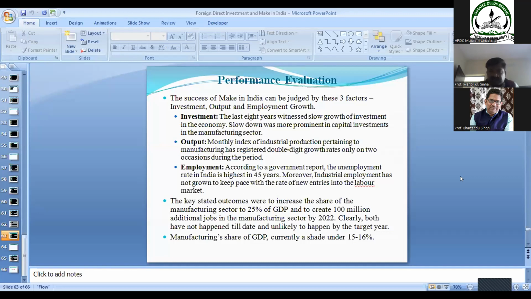The key outcomes were to increase the share of manufacturing to 25% of GDP and create 100 million additional jobs in manufacturing. We have not achieved this target, and manufacturing share is limited to only 15 to 16%.